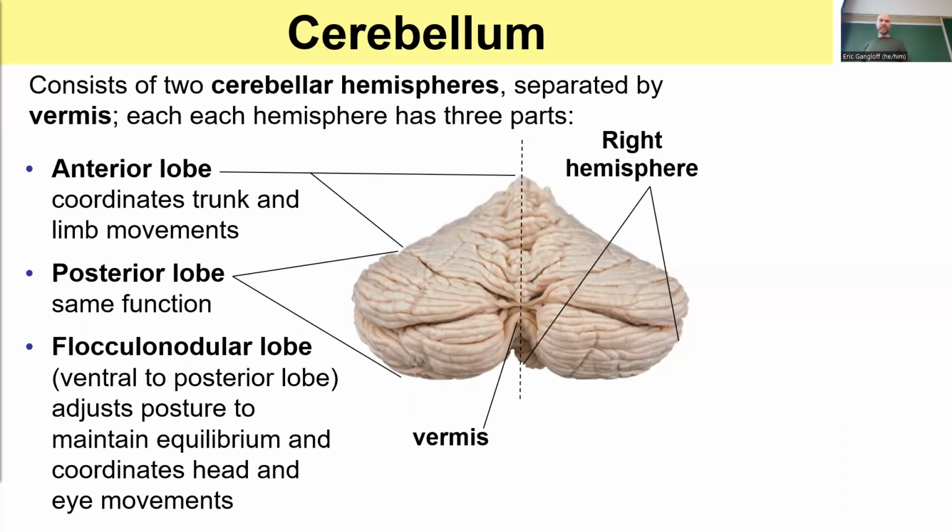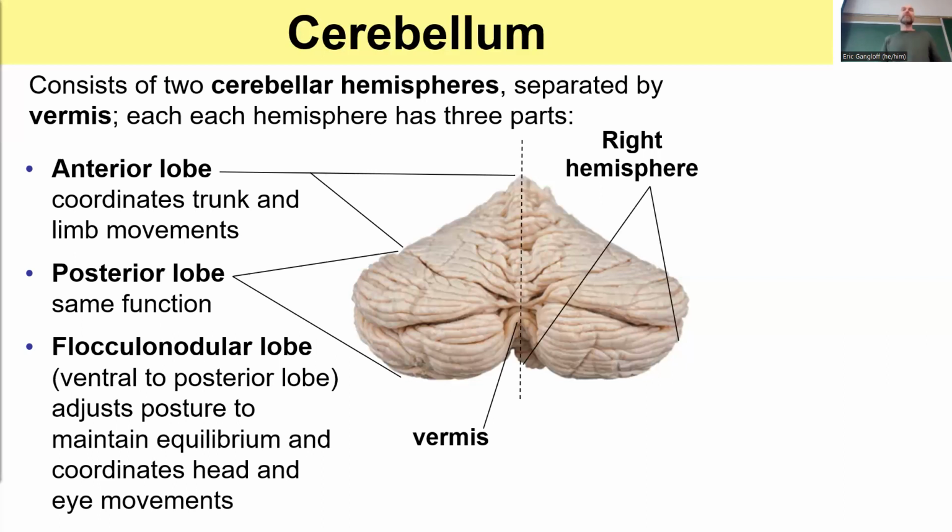Now, each of the hemispheres is further divided into three lobes. We have the anterior lobe, which is in the front, not surprising, and the posterior lobe in the back. So the anterior lobe of the left hemisphere is this region right here. The posterior lobe is right here. And the right hemisphere, again, we have anterior, posterior. And then you can't see it on the diagram because it's deep to the posterior lobe, but we have something called the flocculonodular lobe.